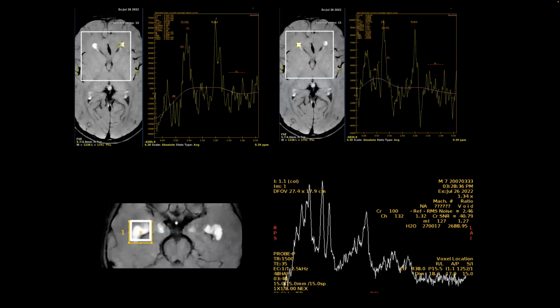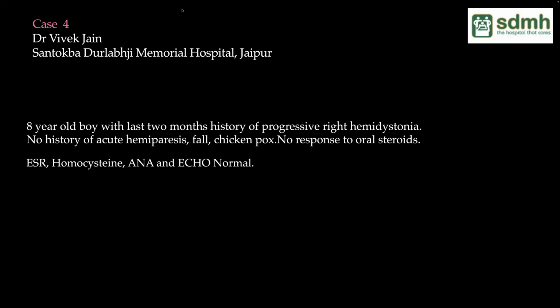To our next case again, Dr. Vivek. So this is an 8-year-old boy who came to me with, not a chronic, but a 2 months history of progressive unilateral hemidystonia with some choreoathetoid movements as well, more athetoid distally in the right hand, and everything was on the right side. And there was no history of acute weakness or trauma, no history of chickenpox.